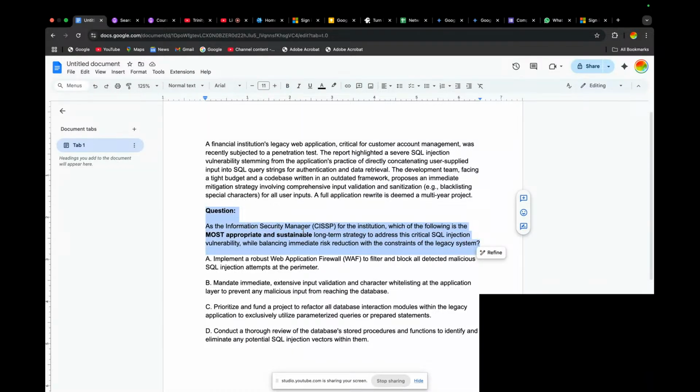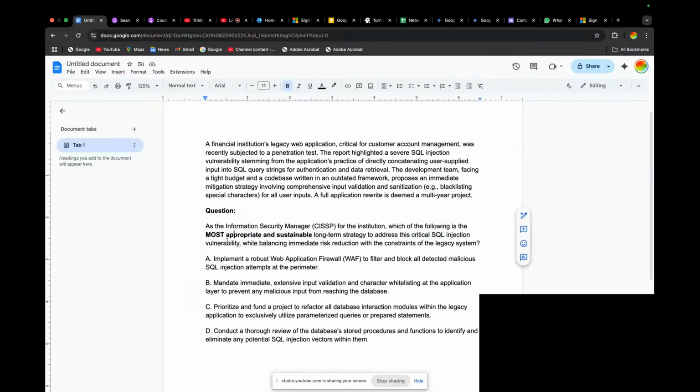As the information security manager for the institution, which of the following is the most appropriate and sustainable long-term strategy to address this critical SQL injection vulnerability while balancing immediate risk reduction with the constraints of the legacy system? Okay, so what is the most appropriate, sustainable long-term strategy to address the SQL injection vulnerability?